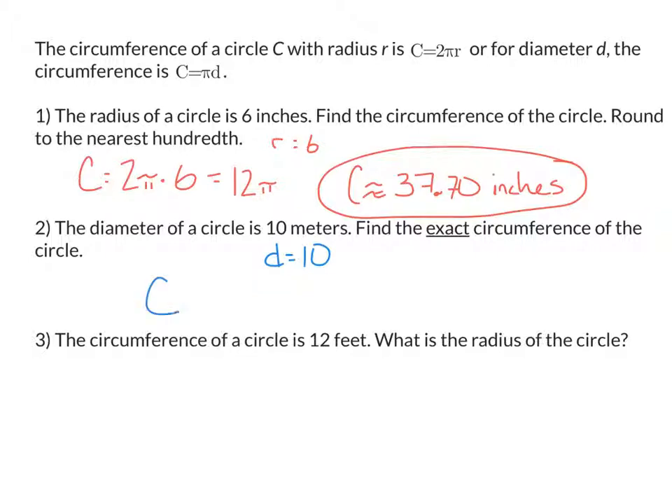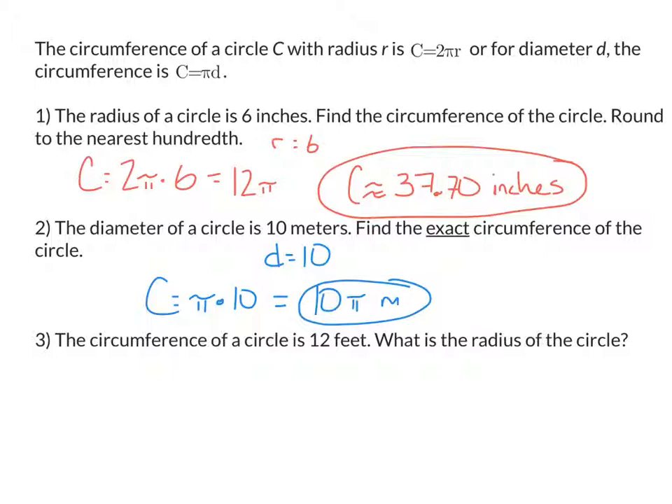So we have C, our circumference, equal pi times 10. And because we want the exact circumference, if I take 10 times pi, I'm going to get a rounded version. So the exact answer is literally just 10 pi, and my label is meters. And that's the circumference in number 2, unrounded.